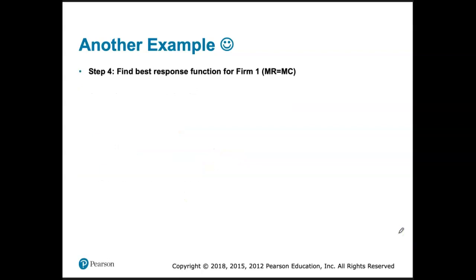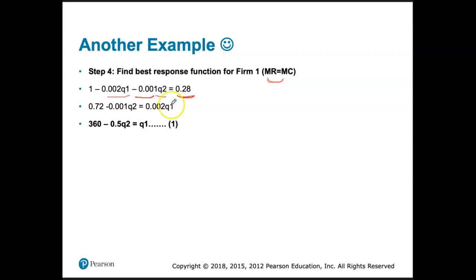Step 4, we find the best response function for Firm 1, and to do that we have MR equals MC. So we have 1 minus 0.002 Q1 minus 0.001 Q2 should equal the MC, which we said was 28 cents or 0.28. From here we can easily solve for Q1, and we find that Q1 is 360 minus 0.5 Q2.